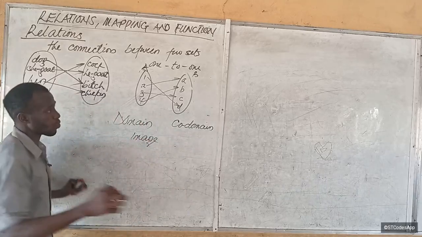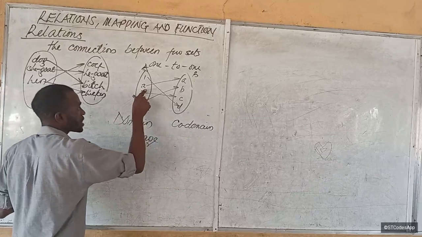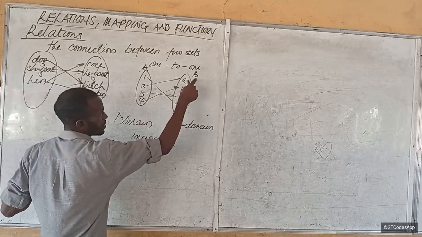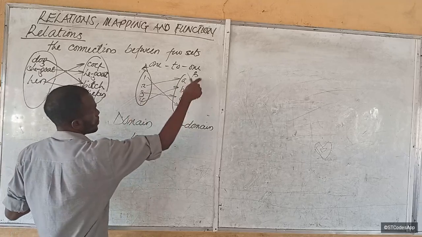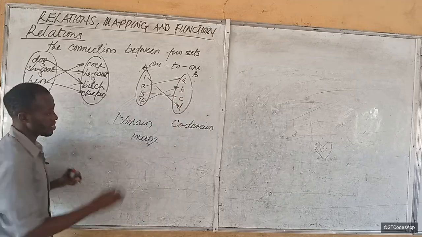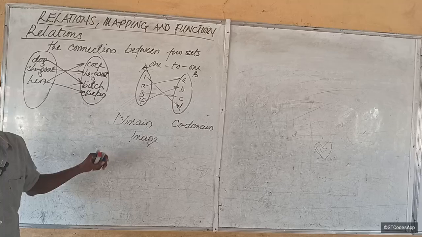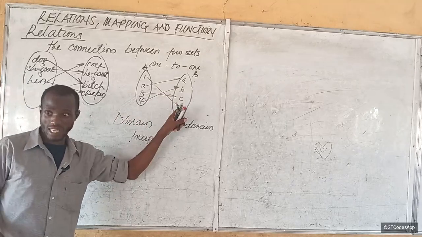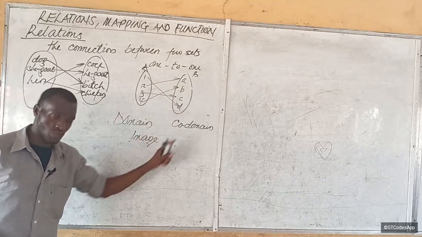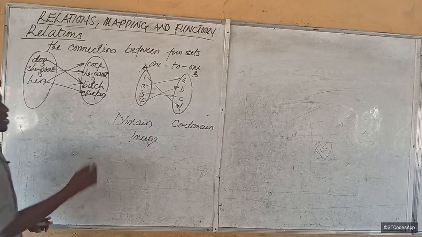So, for example, if I asked you what is the image of 2 in B, it will be what? A. The image of 3 in B will be what? C. So we call it image. Think of them as the guys that represent them on the other side. Is that okay? In the codomain. All right. Then we now have what is called range.